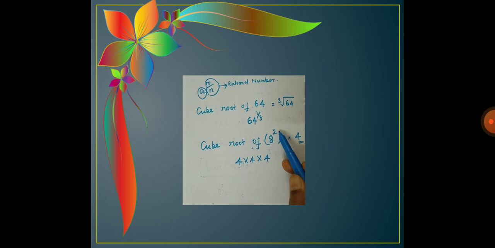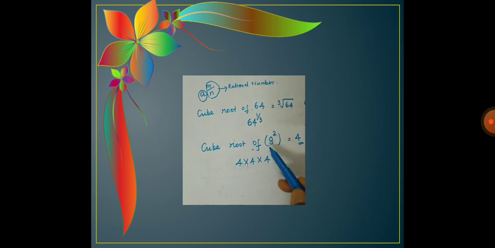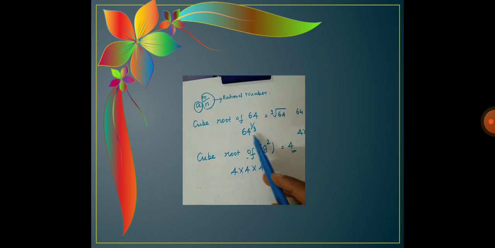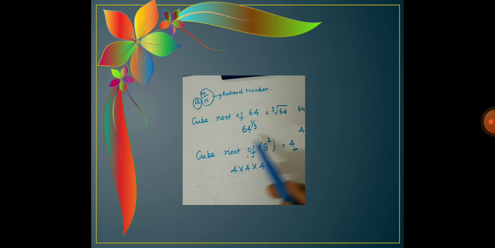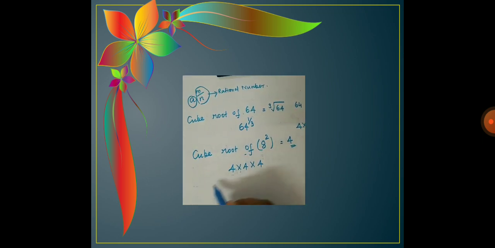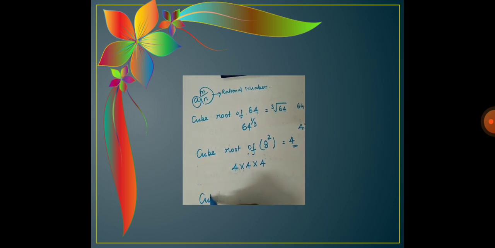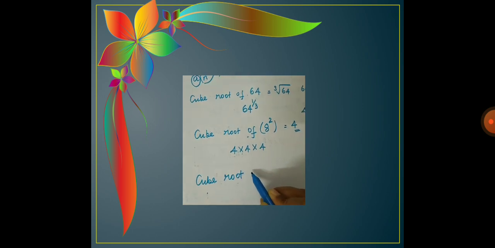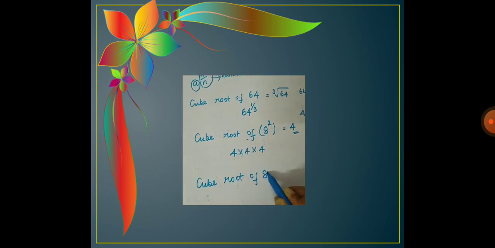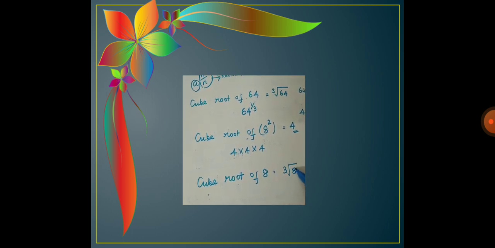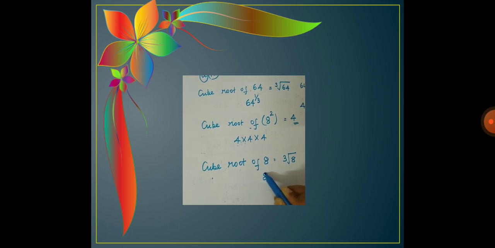So the cube root of 8 square is 4. This 8 square is 64 only, so the cube root of 64 is also 4. Now we will see the cube root of 8. What is the cube root of 8? Either you can write it like this or 8 raised to the power 1 by 3.